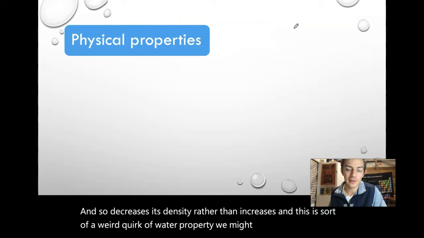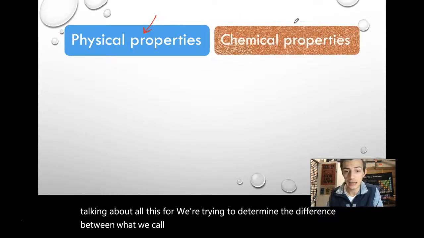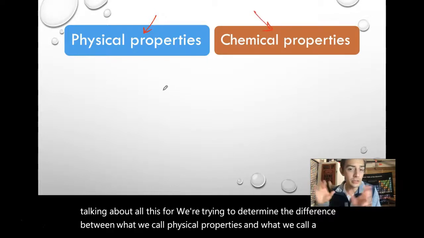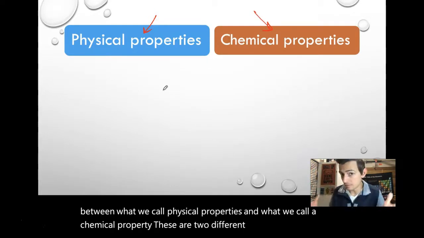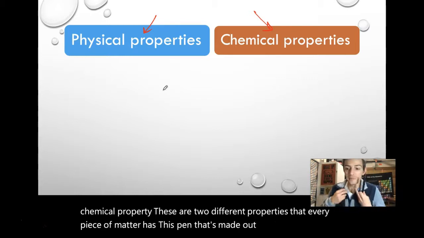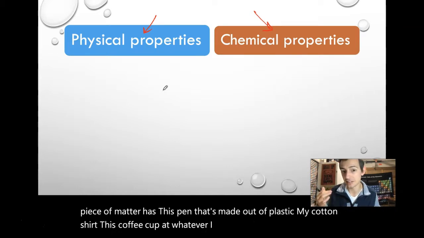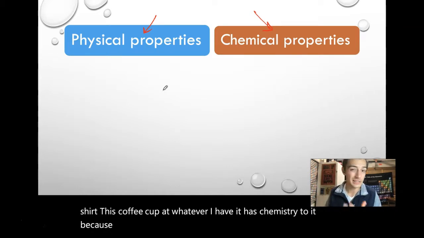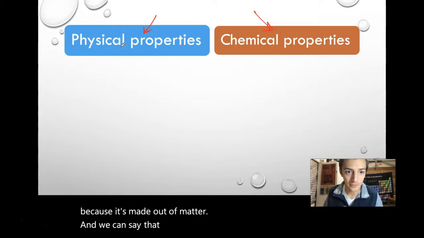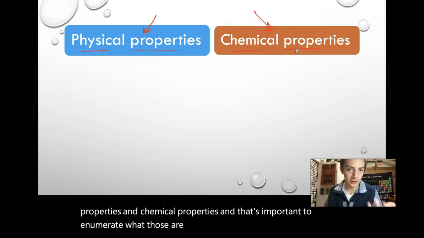So what are we talking about all this for? We're trying to determine the difference between what we call physical properties and what we call chemical properties. These are two different properties that every piece of matter has. This pen that's made out of plastic, my cotton shirt, this coffee cup, whatever I have, it has chemistry to it because it's made out of matter, and we can say that those substances have their own physical properties and chemical properties. And it's important to enumerate what those are so that we can use them for other things.